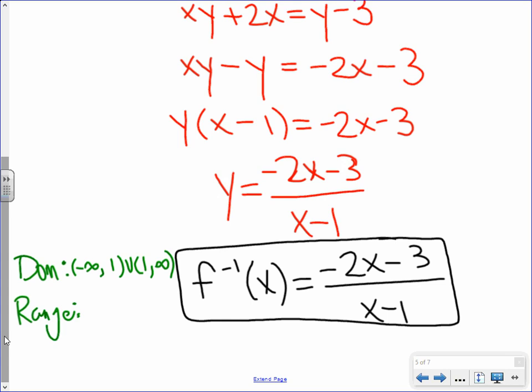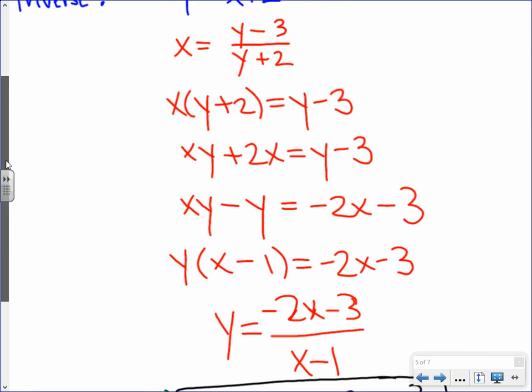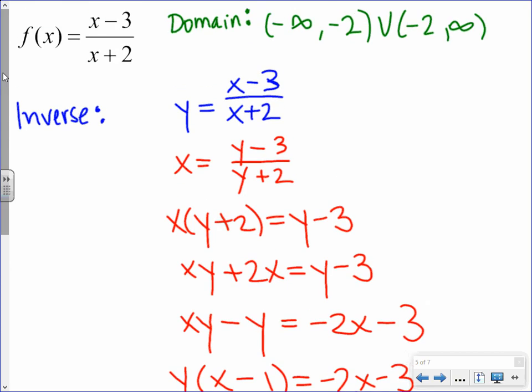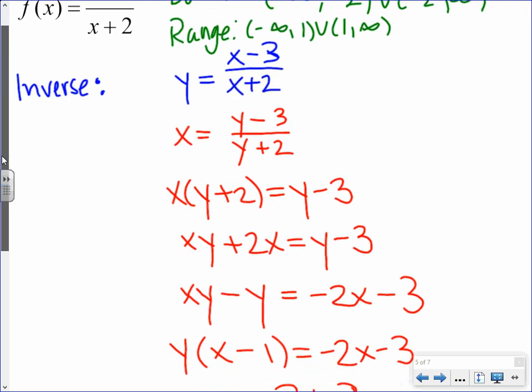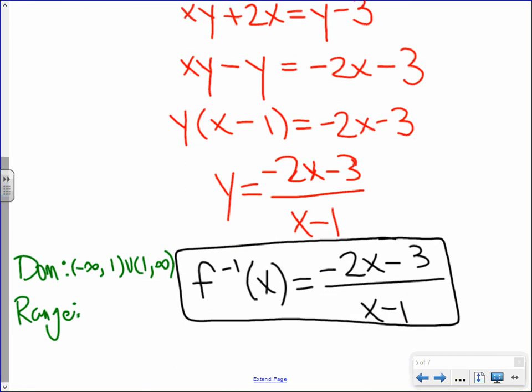So let's come up to our original function. If the domain of the inverse is everything except 1, what does that mean about our original function? That's the range. And if the domain of our original is everything but negative 2, then the range for our inverse is everything except negative 2.